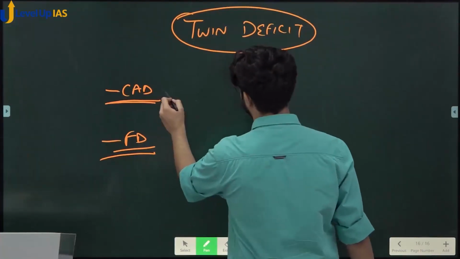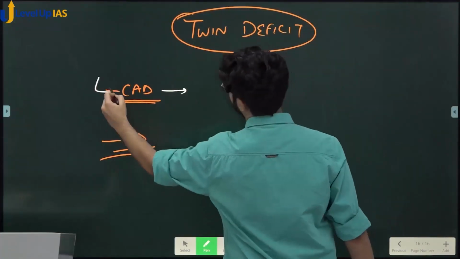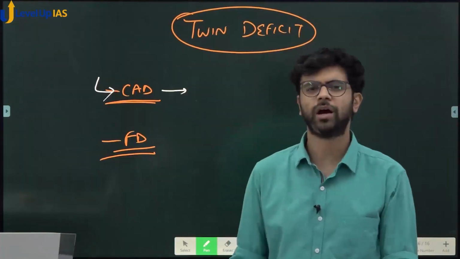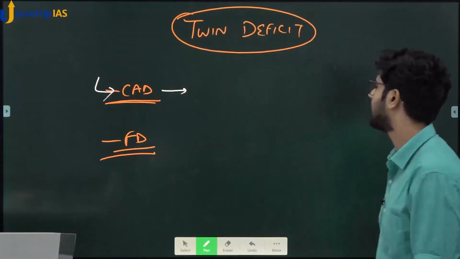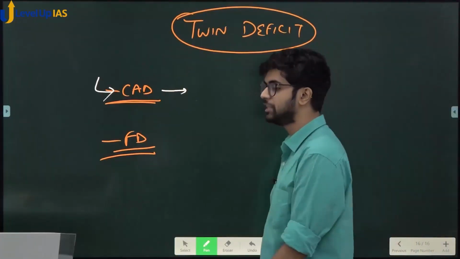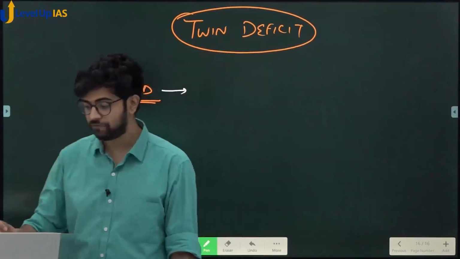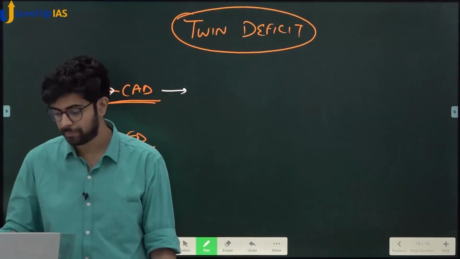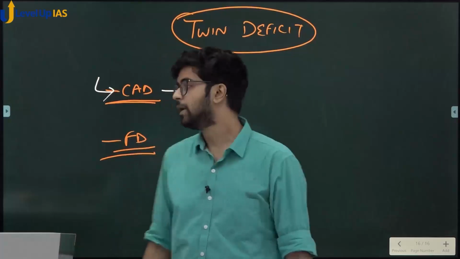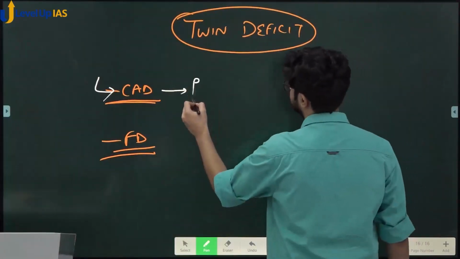Right? Suppose we have a current account deficit. Suppose we have a current account deficit. Suppose it, friend. Suppose we have a current account deficit. Okay. What do we mean when we say we have a current account deficit? We mean that we are importing way more than we are exporting. We are paying dollars way more than we are receiving dollars. Okay? Now, what would happen to forex?